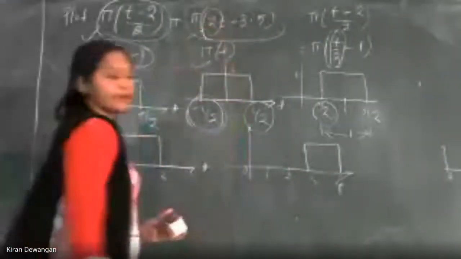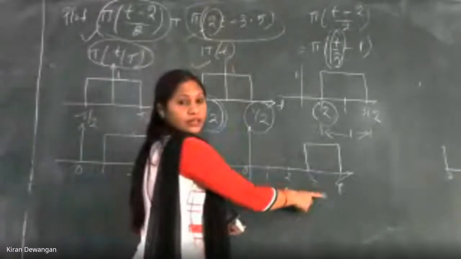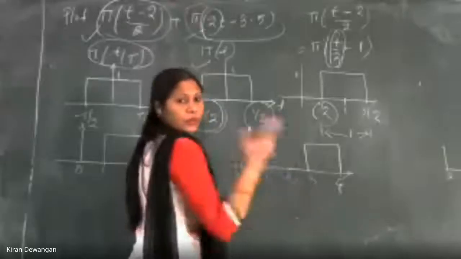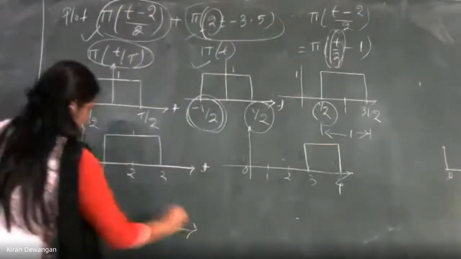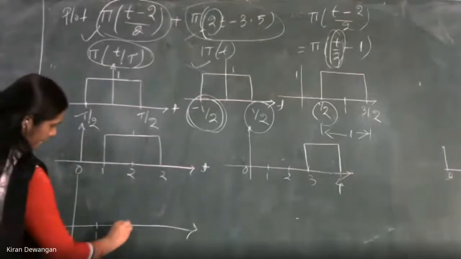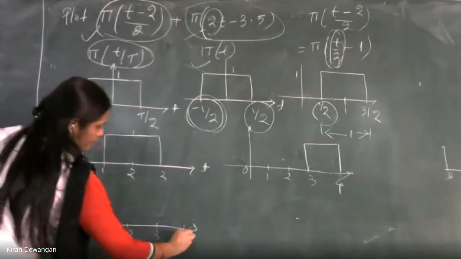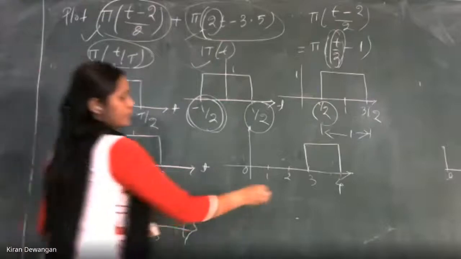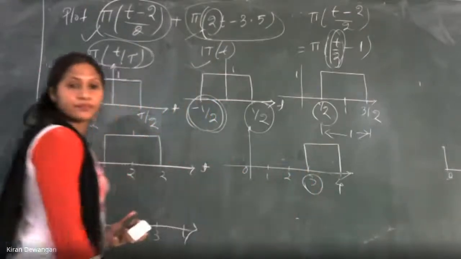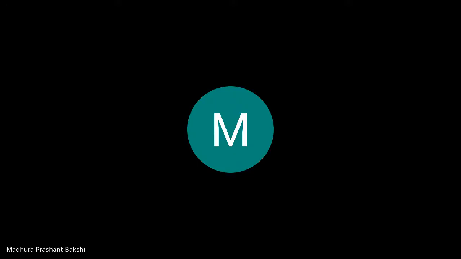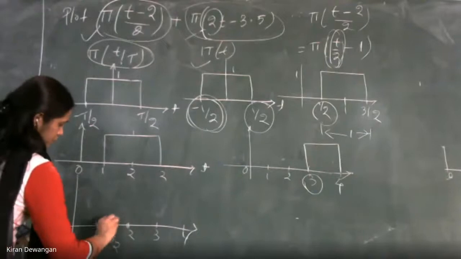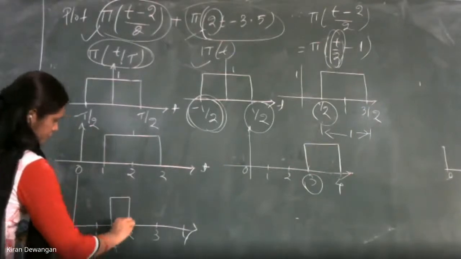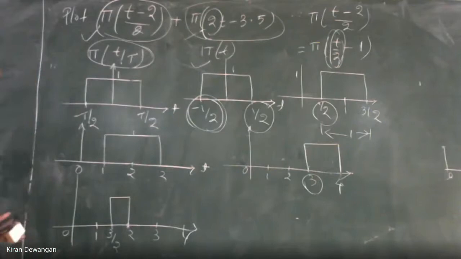इसका स्केलिंग करना है. 2t करेंगे तो क्या हो जाएगा ये? 2t करेंगे तो it will be a compressed signal. तो compressed signal कहां से कहां तक होगा? Tell me कहां से कहां तक होगा? ये 3 वाली वैल्यू कहां पर आएगी? 3 by 2 से 2. It will be in between 3 by 2 to 2. So it will be a signal like this. ठीक है. तो ये हमारा सेकंड पार्ट हो गया.